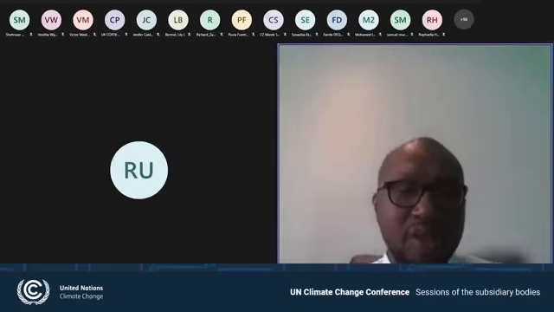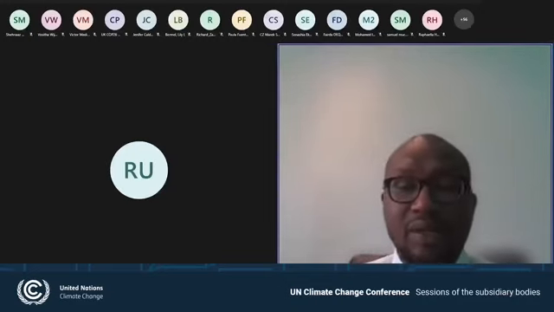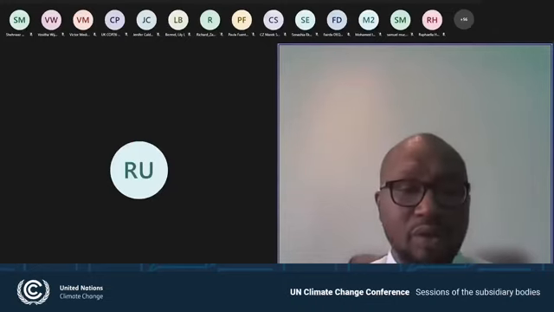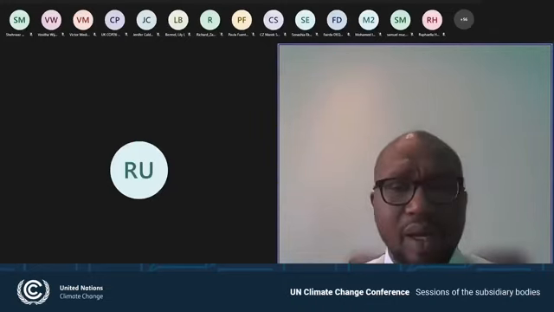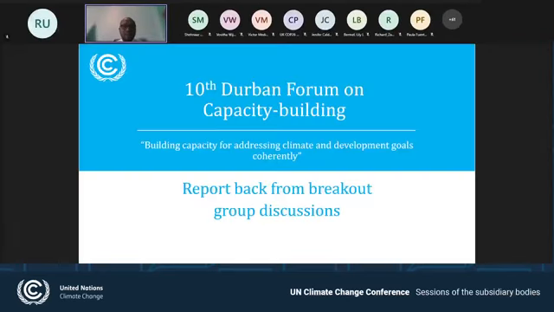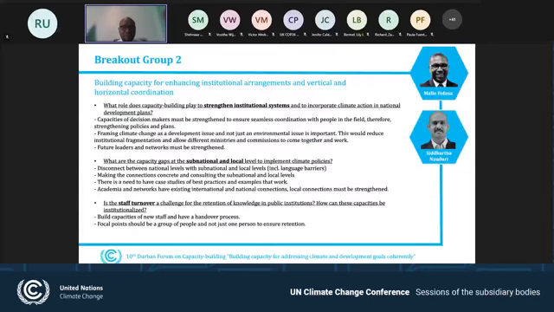And one point to mention is that academia and networks have existing international and national connections that will be developed, right? Generate a network of universities, of academia, around climate change, on how they can integrate more curricula linked to that, to really support the capacity building.